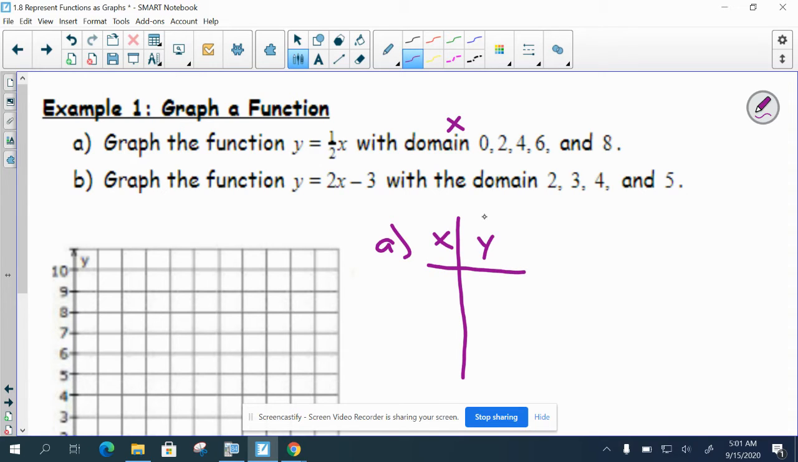And remember that y is equal to 1/2 x. So when I say y, I'm saying we're plugging in these values of x into the function: 0, 2, 4, 6, and 8. So when x is 0, y is still 0. When x is 2, 1/2 times 2 is 1. When x is 4, 1/2 times 4 is 2. And then we're just multiplying each x value by 1/2.